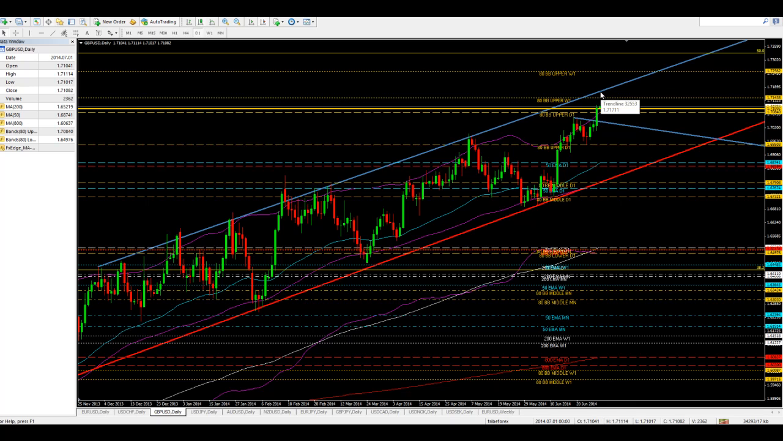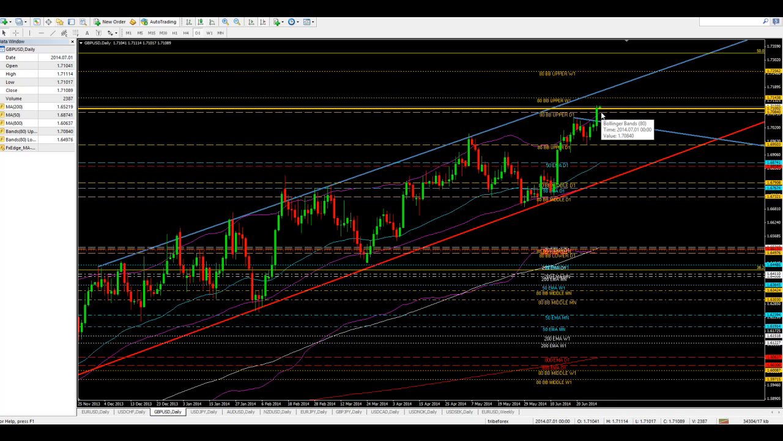I'm looking for price to get back up to about 171.50, or 1.7150 on this thing. 171.50 is going to be a good place for us to be looking for a sell off here. So between 171.50 and 171.70, that's our range essentially here. And so I'm going to be looking for a buy here on the pound dollar until then.